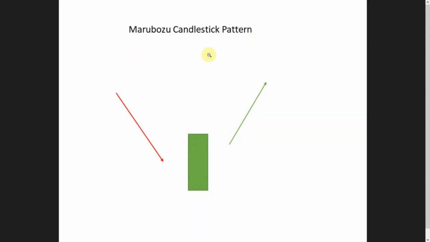The white Marubozu is a single candlestick pattern that is formed after a downtrend, indicating a bullish reversal. This candlestick has a long bullish body with no upper or lower shadows, which shows that the bulls are exerting buying pressure and the market may turn bullish.